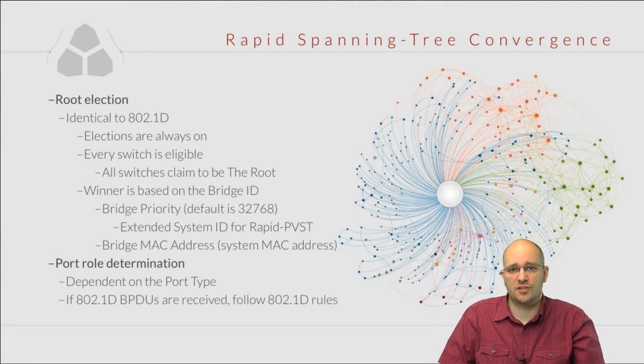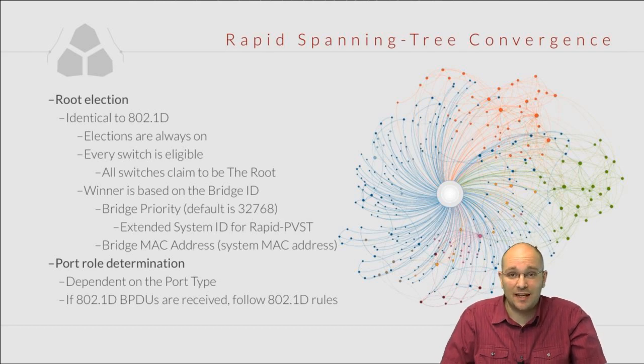The very first thing that happens in the network is the root election, and this process is identical to the root election in 802.1d. The election is always on. We have the permanent state of democracy, as I like to say. Every switch in the network is eligible to become the root. The only thing that it has to do to become the root is to claim to be the root, and this is based on the bridge ID, which consists of the bridge priority and the bridge MAC address.